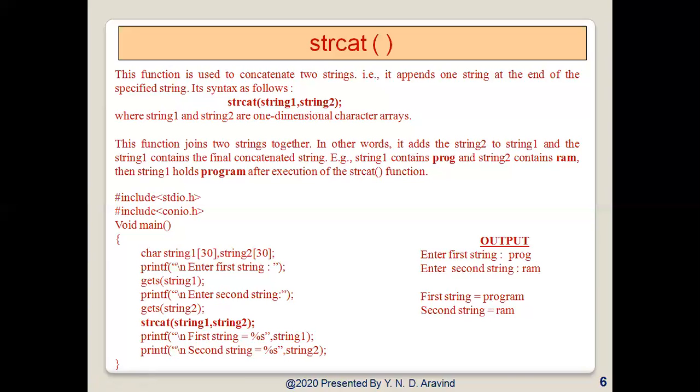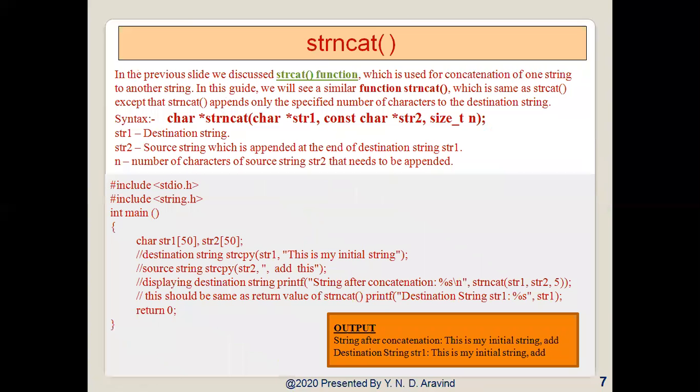Okay, now let us see the next string function, strncat, and how we can use it. In the previous slide we discussed the strcat function, the string concatenation function, which is used for concatenating one string to another string. In this slide we will see a similar function, strncat, which is the same as strcat, except that strncat appends only the specified number of characters to the destination string.